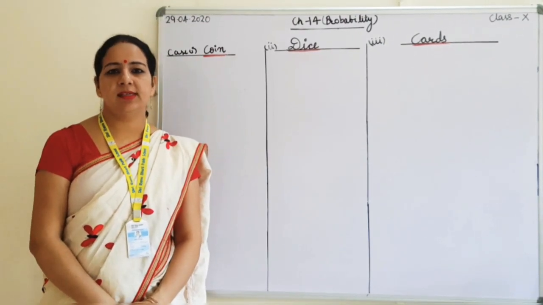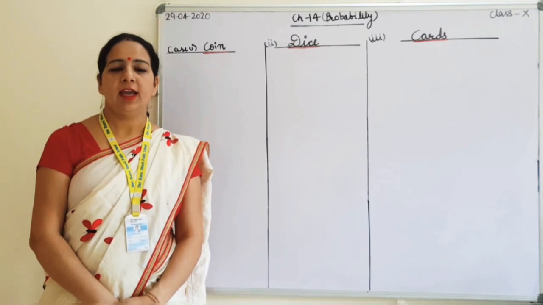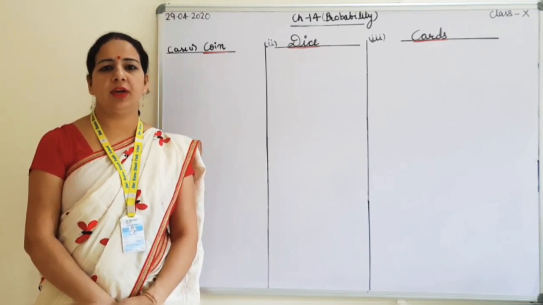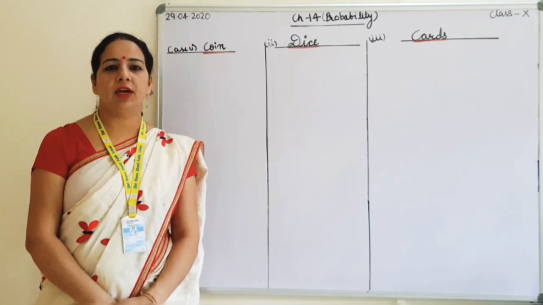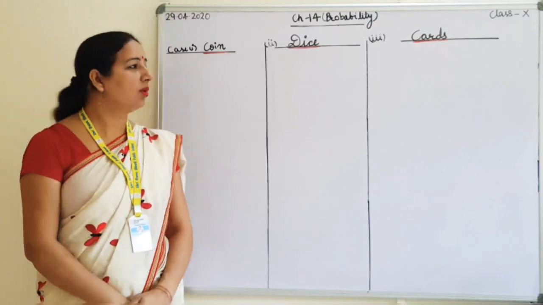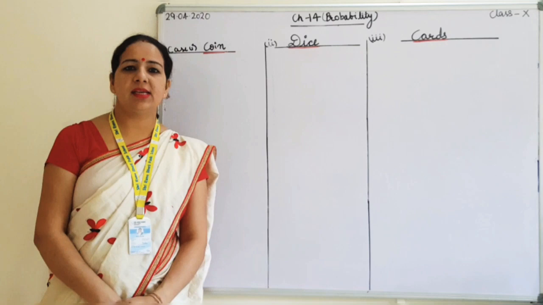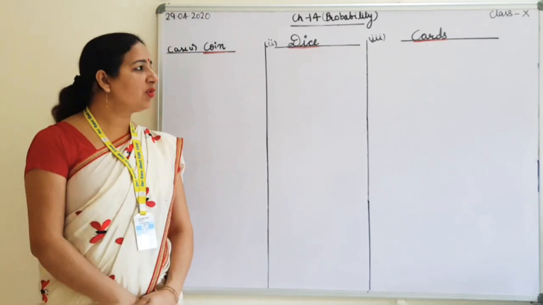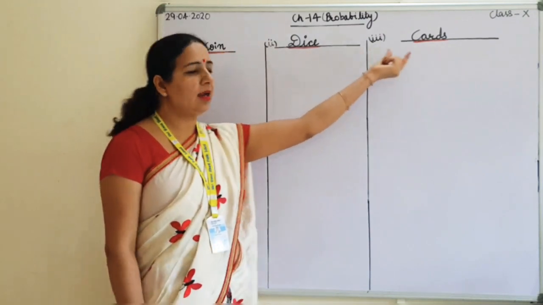Good morning, students. As we have already started our chapter on probability, we have discussed the theoretical part of the probability, the formulas, and the range of the probability. In this class, we are going to learn about the three cases, that is coin, dice and cards. The most famous questions will come from these topics: coin, dice and cards.